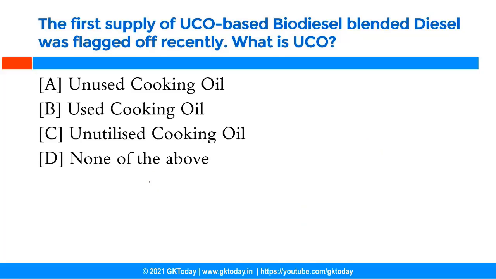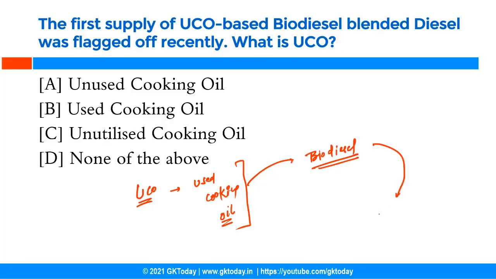Next question is, the first supply of UCO based biodiesel blended diesel was flagged off recently. The question is, what is UCO? So UCO stands for used cooking oil. Now what is this entire issue? See, this is used cooking oil. This used cooking oil is utilized for making biodiesel, and then this biodiesel is blended with diesel. Recently, first supply of such diesel which was blended with biodiesel, and the biodiesel was made up from the used cooking oil. So first supply of such diesel was flagged off from IOC's terminal in Delhi.